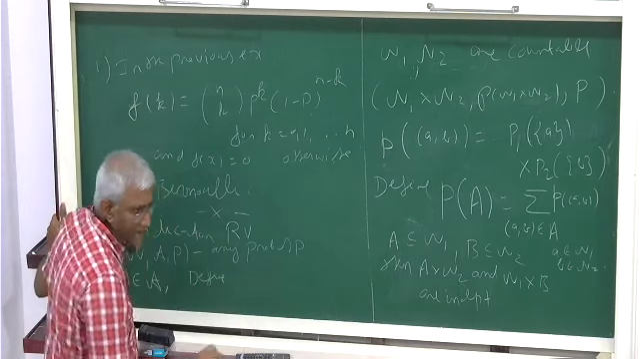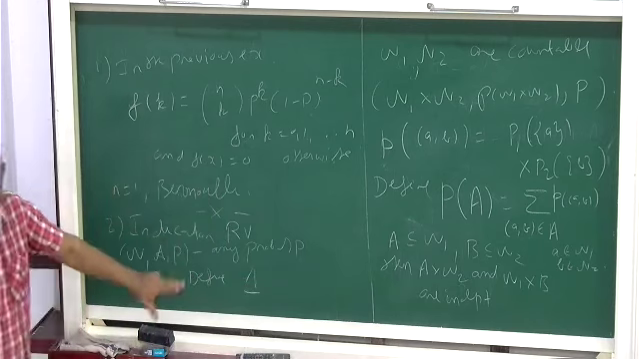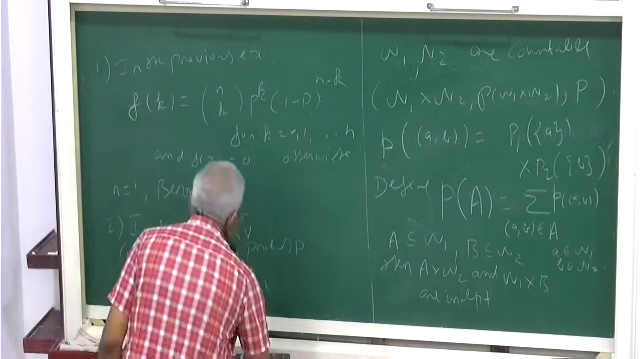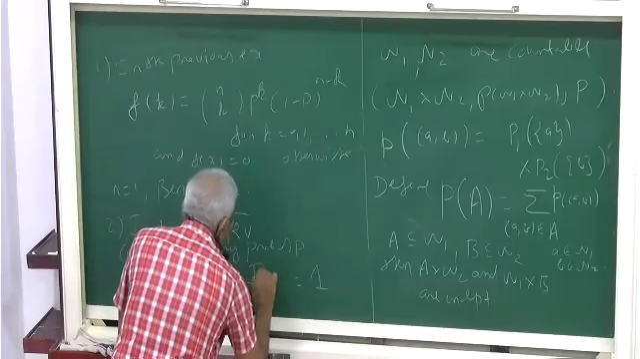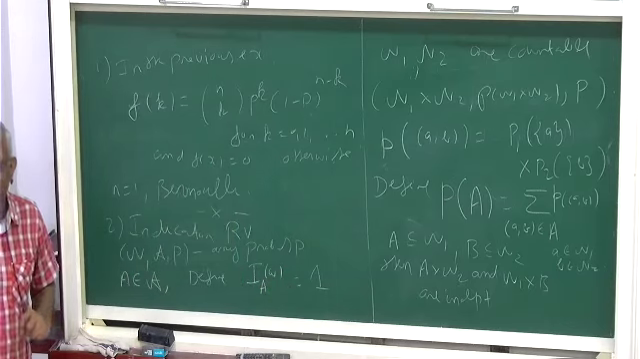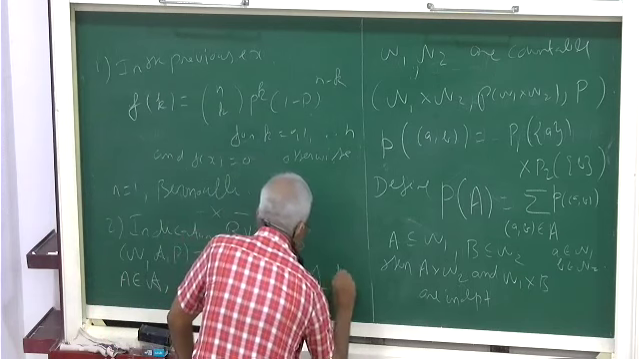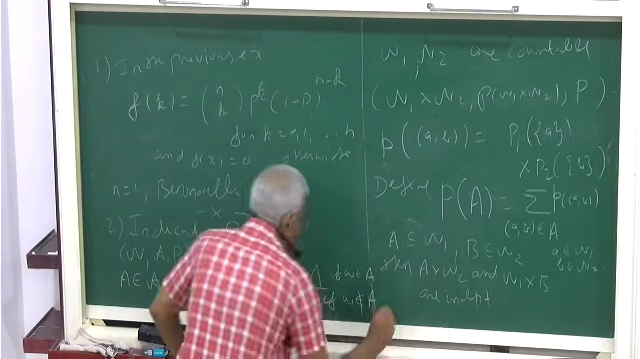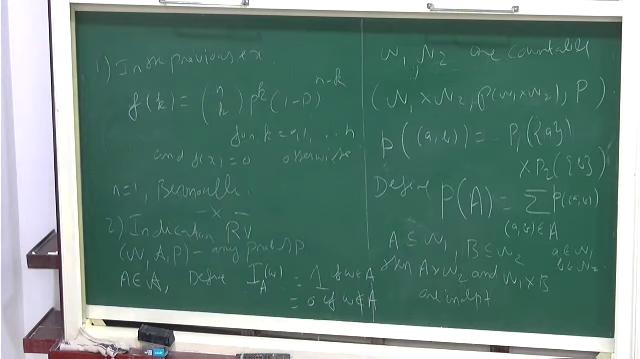Instead of X, I am writing I. The 1 here is not the number 1, just a notation. I_A of omega is the indicator function of A. This is the function: I_A of omega is 1 if omega is in A, and equal to 0 if omega is not in A. If it is in A, it takes the value 1; if it is not in A, it takes the value 0. It vanishes outside the set A. This is certainly a random variable.